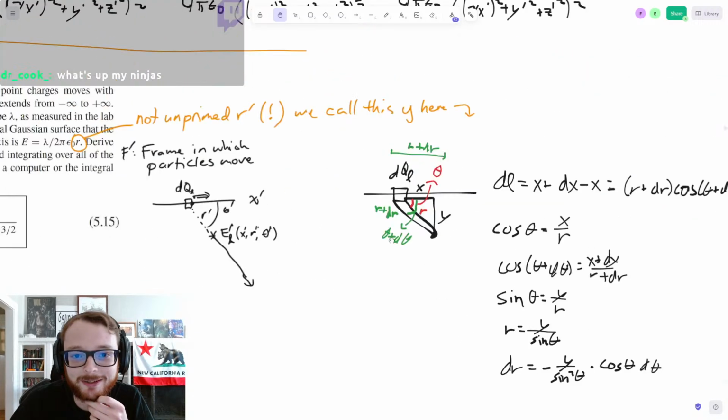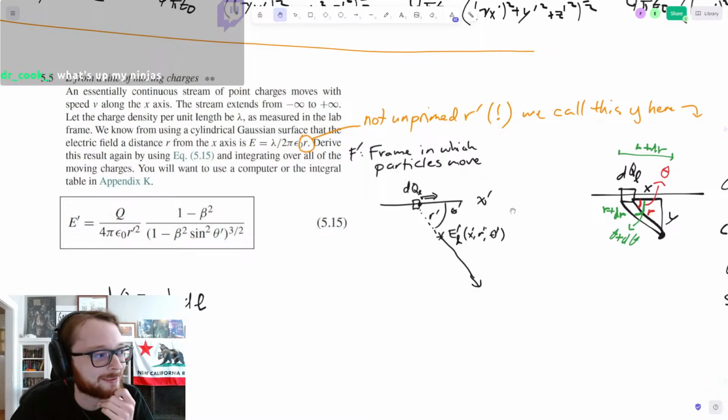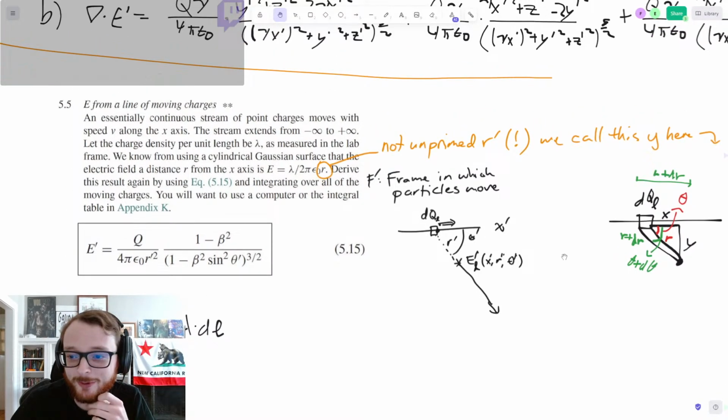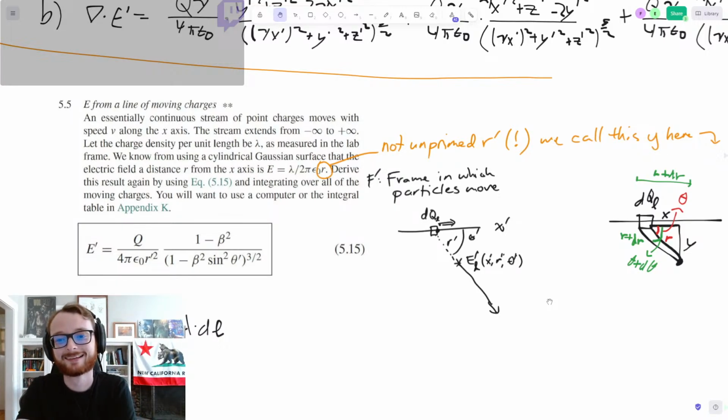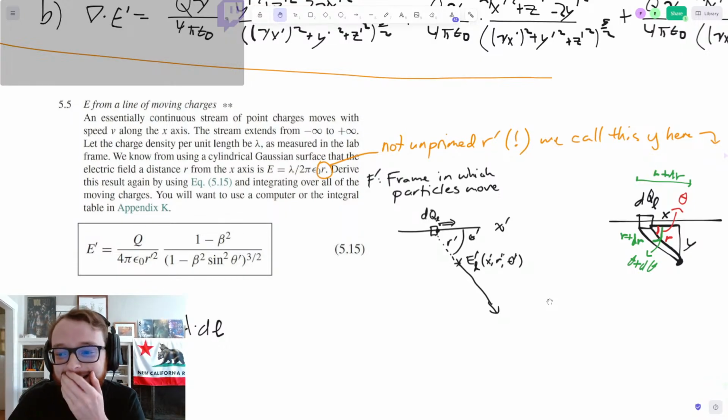Hey, Cook. We're working on problem 5.5, but it's kind of gone to... I feel like it's going to hell or doing something too complicated, but I feel like this should get us the right answer if we set this up right. We probably need to think about relativity too. Well, this is all in the primed frame. Okay.